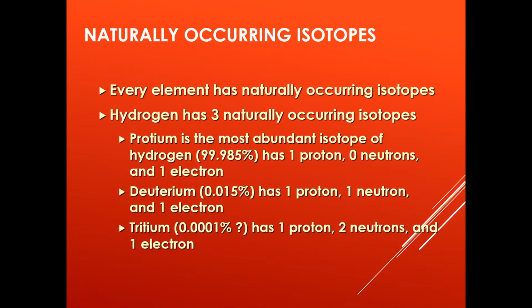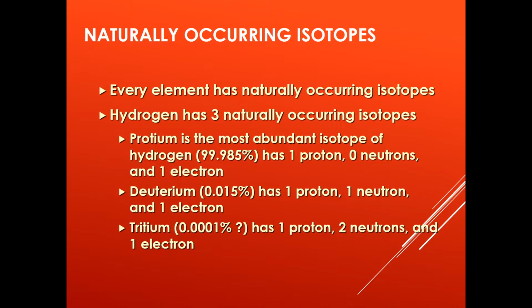So let's look at hydrogen. Every element has naturally occurring isotopes. Hydrogen has 3 naturally occurring isotopes. Their names are protium, the most abundant isotope, which has 1 proton, 0 neutrons, and 1 electron. Deuterium has 1 proton, 1 neutron, and 1 electron. Tritium has 1 proton, 2 neutrons, and 1 electron. So almost every hydrogen atom, 99.985% of them, has no neutrons and 1 proton and electron. Again, isotopes only differ by the amount of neutrons they have.